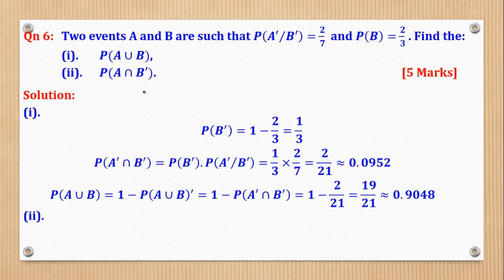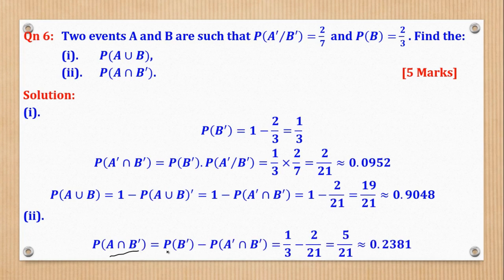That was Roman 1. What about Roman 2? The probability of A intersection B complement. From the contingency table, it will be the probability of B complement minus the probability of A complement intersection B complement.